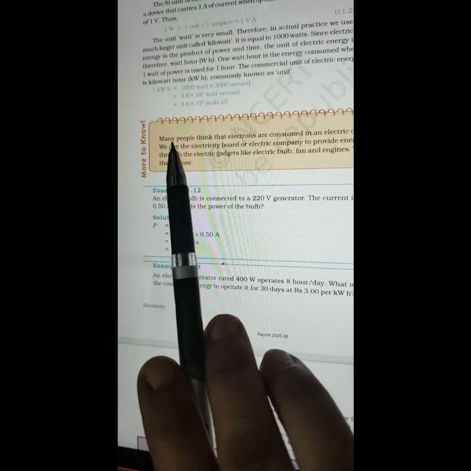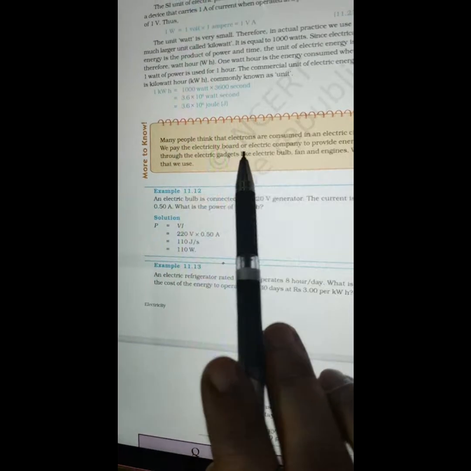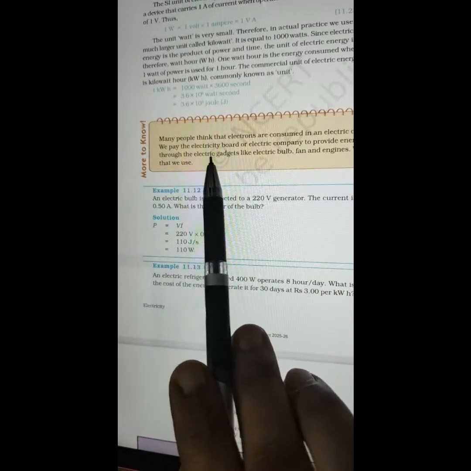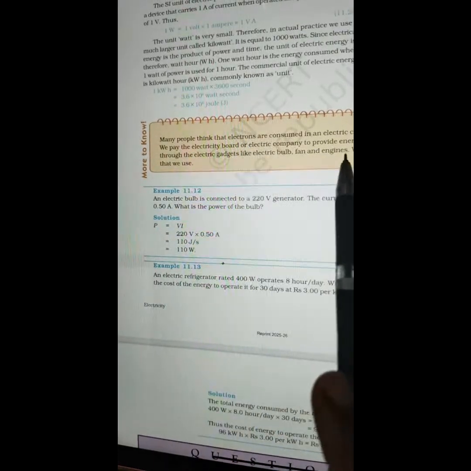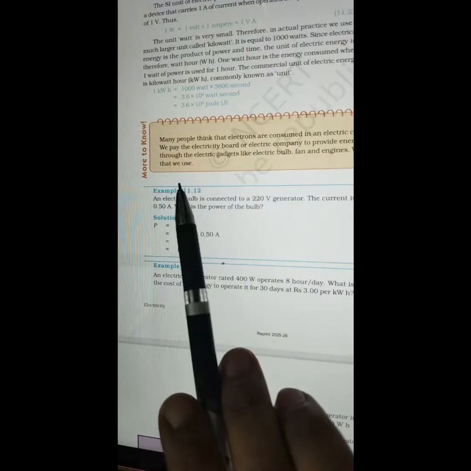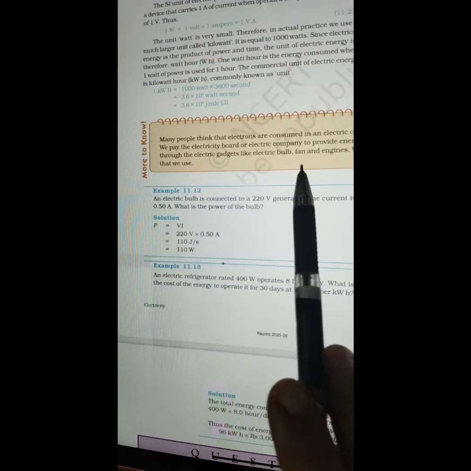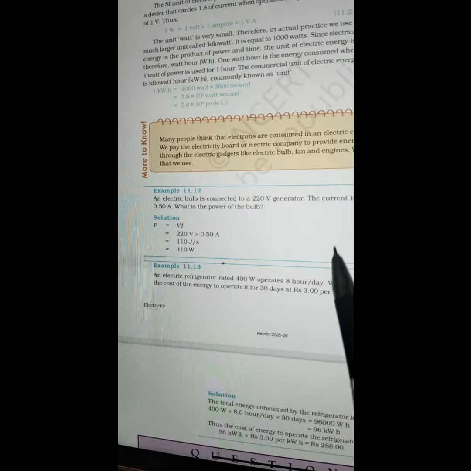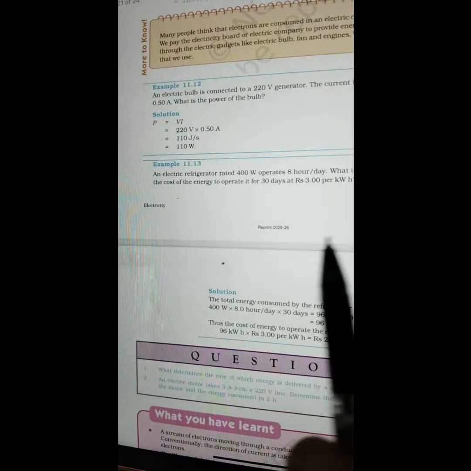Many people think that electrons are consumed in an electric circuit. This is wrong. We pay the electricity board or electric company to provide energy to move electrons through the electric gadgets like electric bulb, fan, and engines. We pay for the energy that we use.